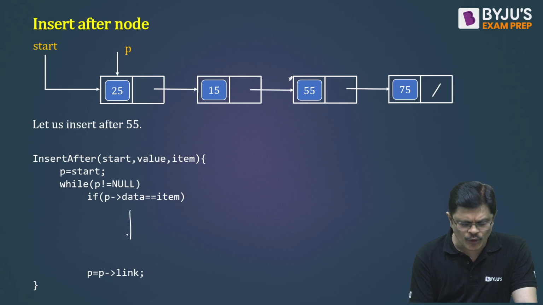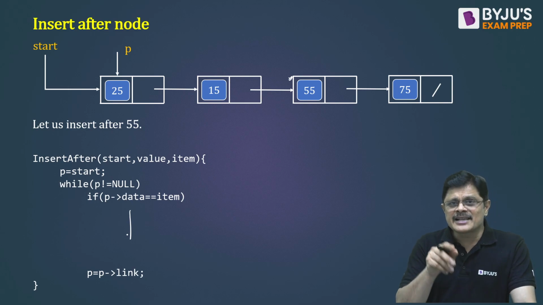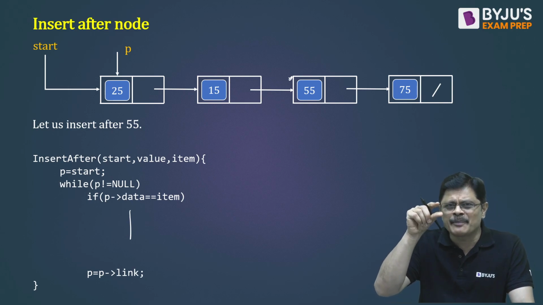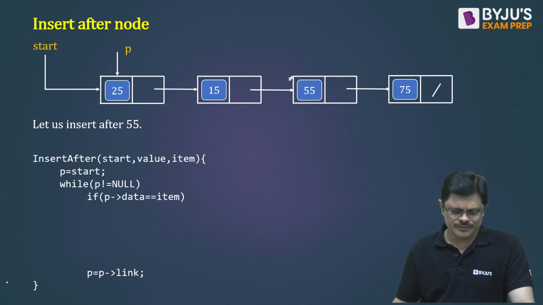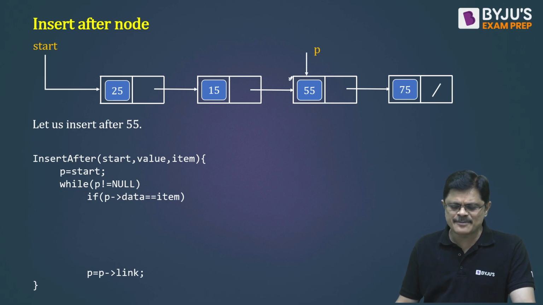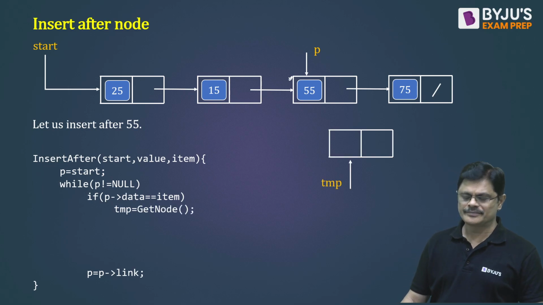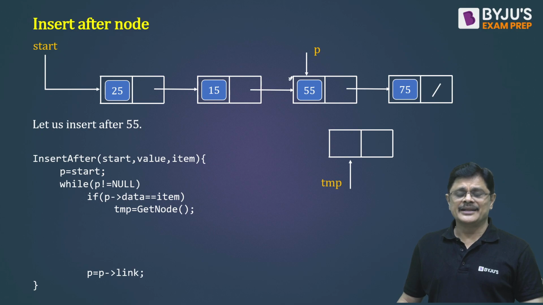Of course, here some code will come. This will be updated after P reaches the correct node, my dear friends. Am I clear? So now P becomes P link. Again, P data is not 55. P becomes P link. Now P data is equal to 55. You reached the position. Now what do you do? Create a new node. You created a new node.